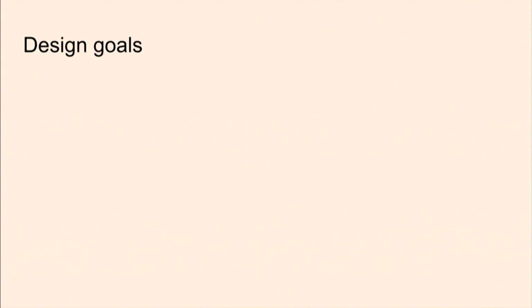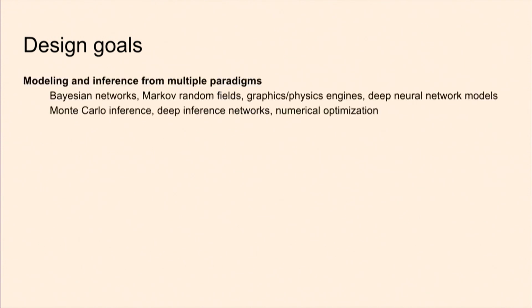So in order to support these sorts of applications, we have a few different design goals when we're developing Gen. In particular, like I said, we want to support multi-paradigm inference. So for example, we want to support Monte Carlo inference in structured generative models, including general Julia or general probabilistic code. And we also want to support deep inference networks like were mentioned earlier today, as well as numerical optimization.